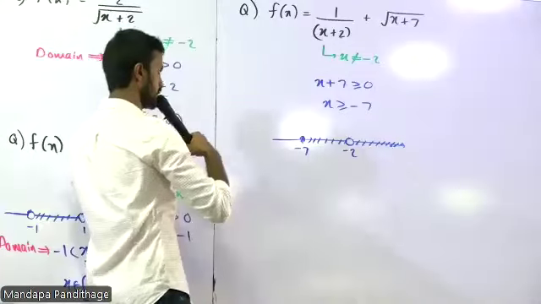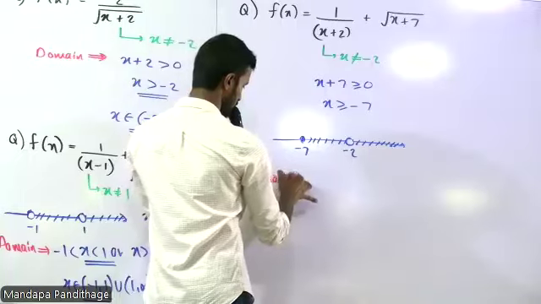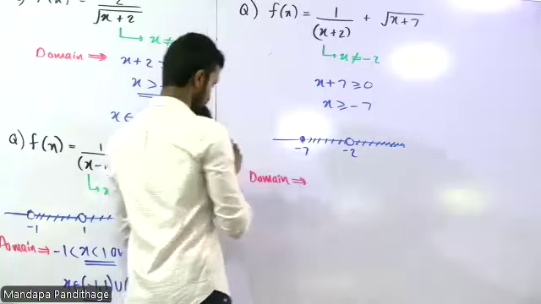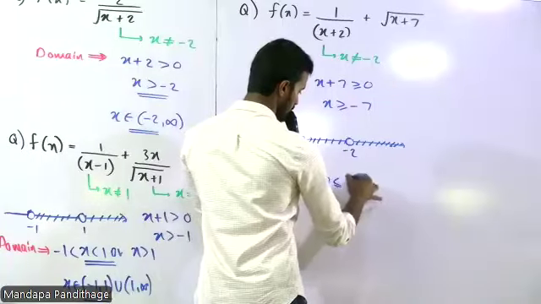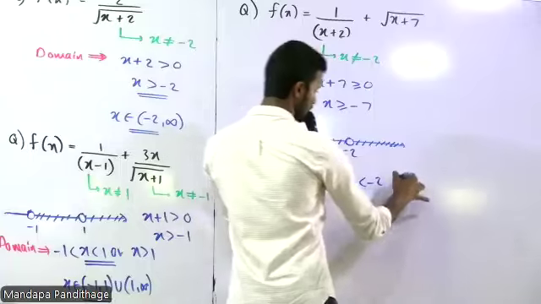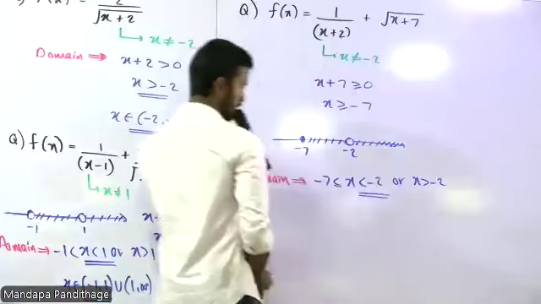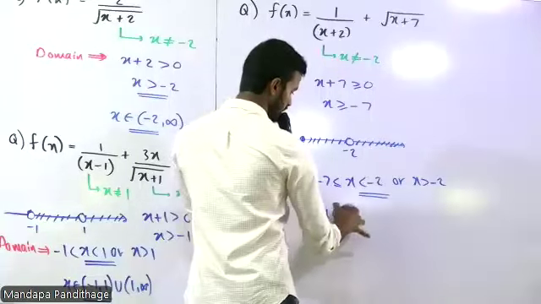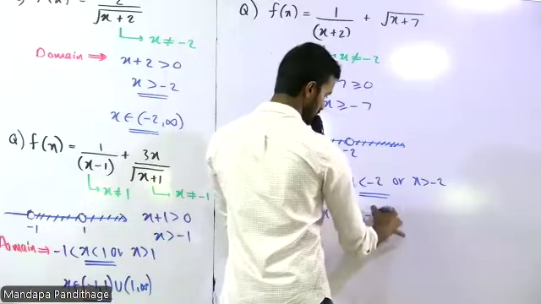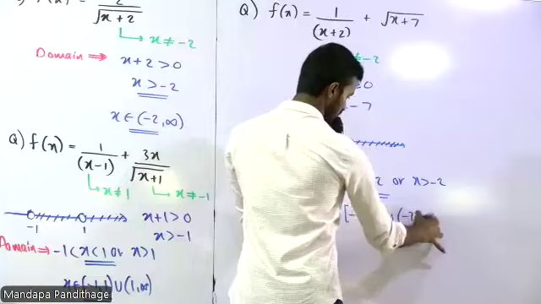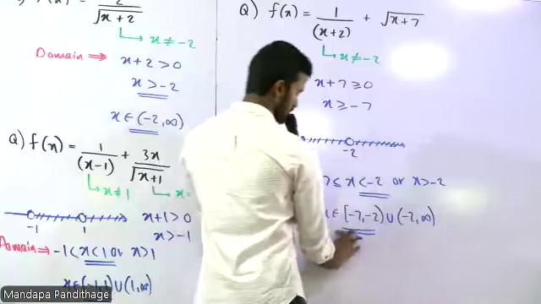How can you write the domain? Your domain is equal to, okay, if you write the inequality notation, x is greater than or equal to minus 7 and less than minus 2, or x is greater than minus 2. And if you write the set notation, these two sets: square bracket minus 7, minus 2, and minus 2 up to infinity. So what I have written here, I have considered these two sets.